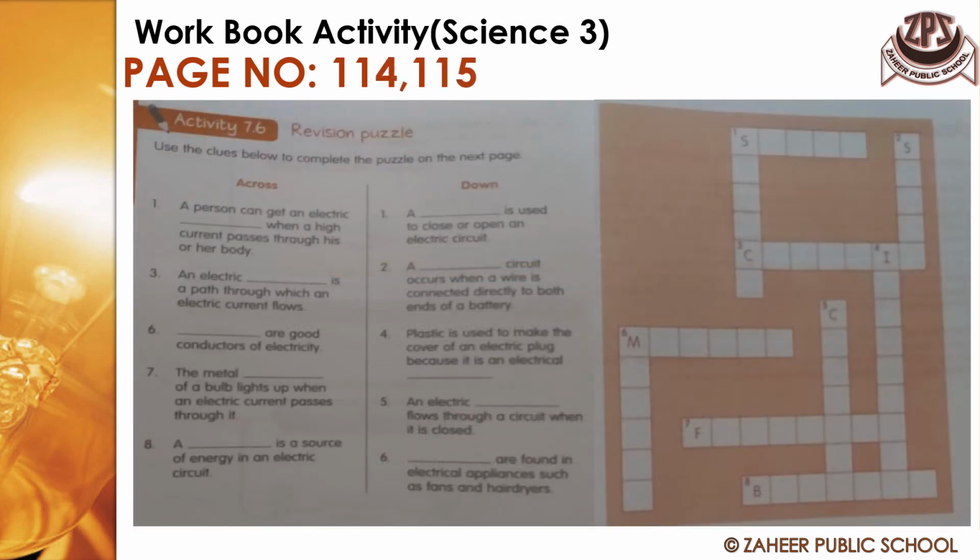The puzzle is given on your page number 114 and 115. First, you have to complete the blanks given on page number 114. Here are the hints given to you. And after completing these blanks, write them in the boxes of the puzzle given on your page number 115.